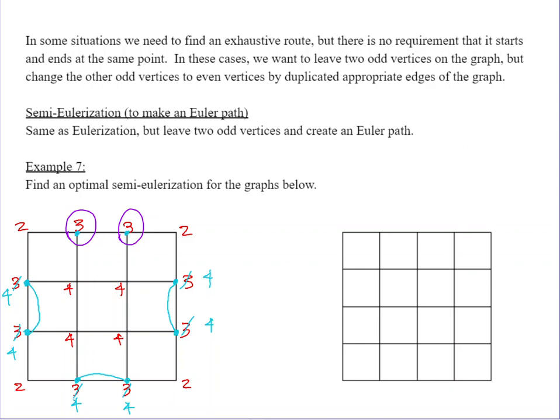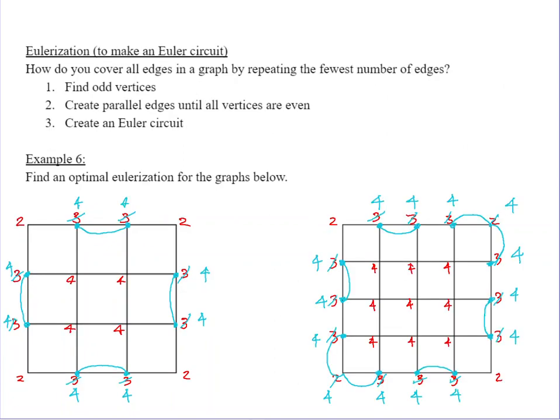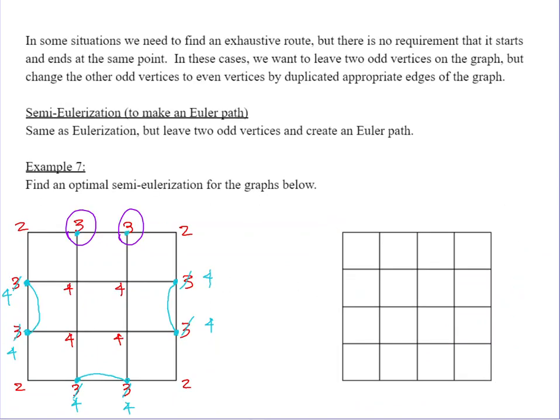Now, a trick is, if you already found an Eulerization, just delete an edge, or maybe multiple edges, so that you still have 2 odd vertices. Don't change what you already got to work. Let's look at the bigger graph.